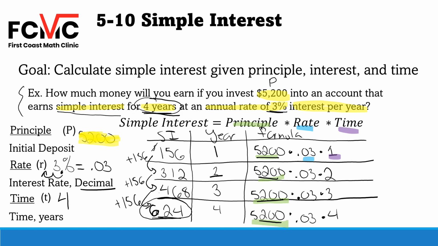Okay? I basically did all these calculations out just to show you guys how everything changes in terms of simple interest. In particular, the fact that our principal stays the same, right? So our answer here would be, how much money would you have earned? We're going to earn $624 in 4 years. All right, let's get into some more examples calculating simple interest.